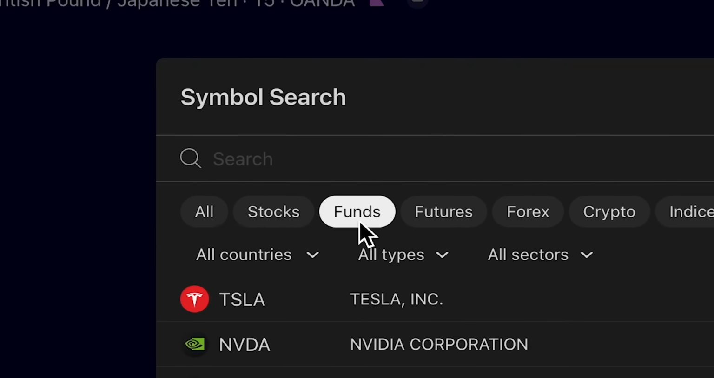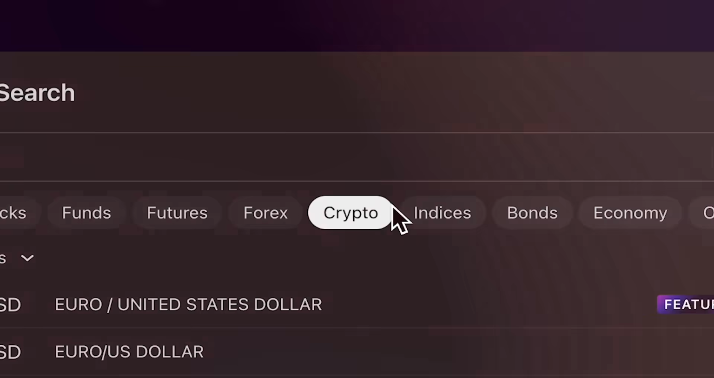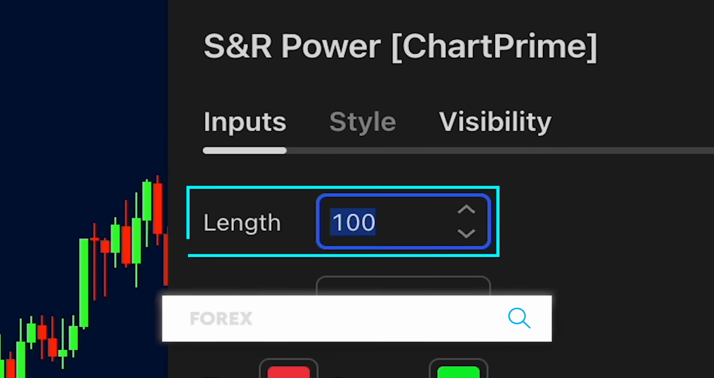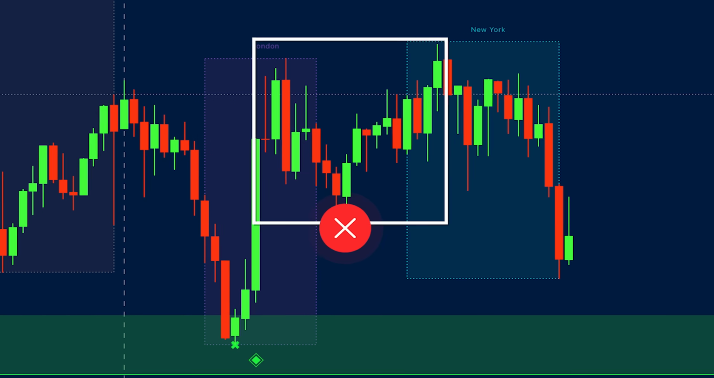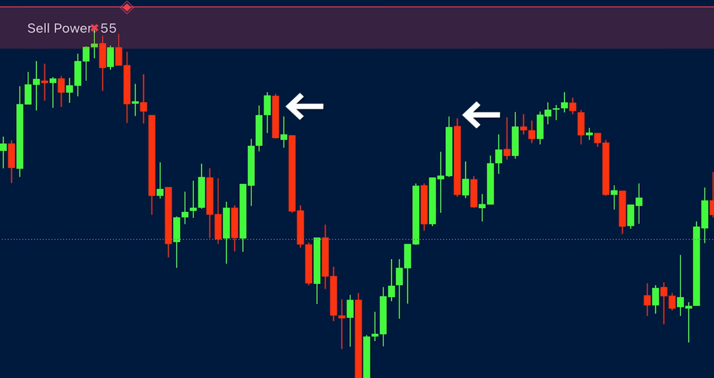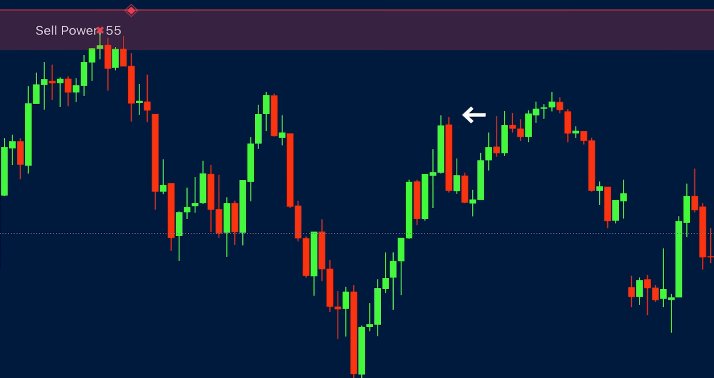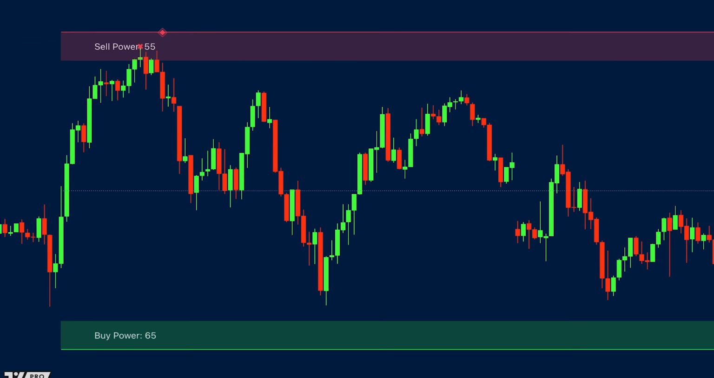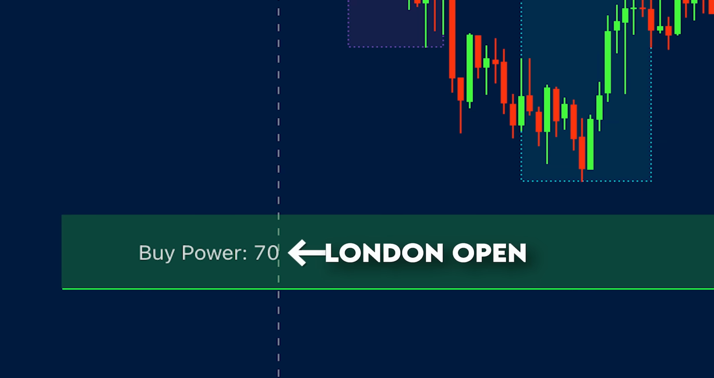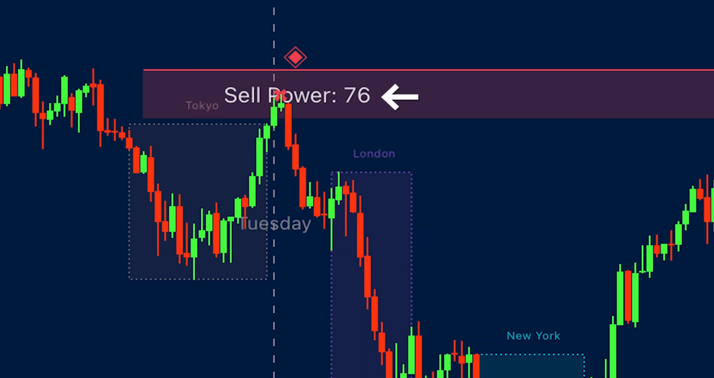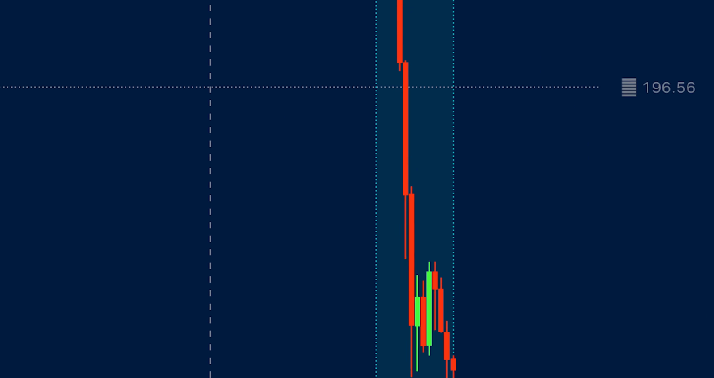Now, different markets require different settings for maximum profits. For forex pairs, keep the length at 120 to 130 to filter out session manipulation and bank noise. Reason is that forex markets have institutional games during session overlaps, so the longer calculation period captures genuine support and resistance levels. Also, look for buy power above 70% during London Open and sell power above 75% during New York Close when institutional flow is most reliable.